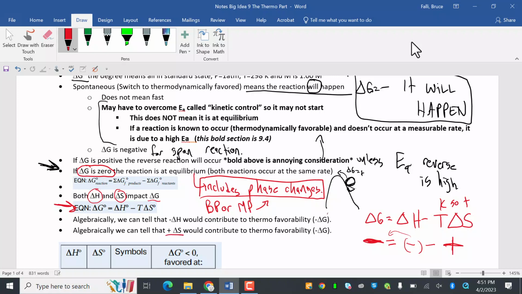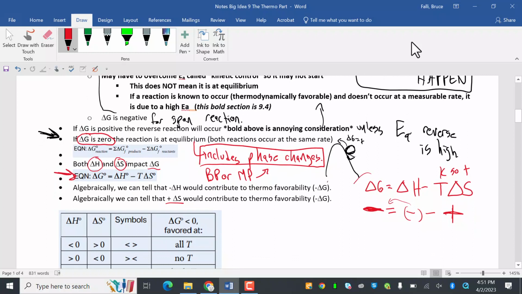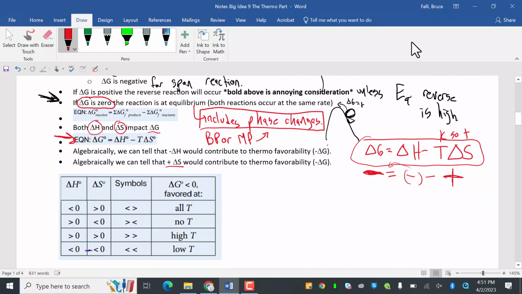So algebraically, we can tell that delta S would contribute to thermodynamic favorability. You can just say algebraically, or you can do the math. This is one where I do the math all the time. Okay. So right here, if we have delta H, most often you see this with a negative sign. This would be a positive sign, negative sign, positive sign, negative sign, positive sign. Oh, negative sign is still there. Okay. So if delta H is negative and delta S is positive, it's favored at all T. That means it's always negative delta G.